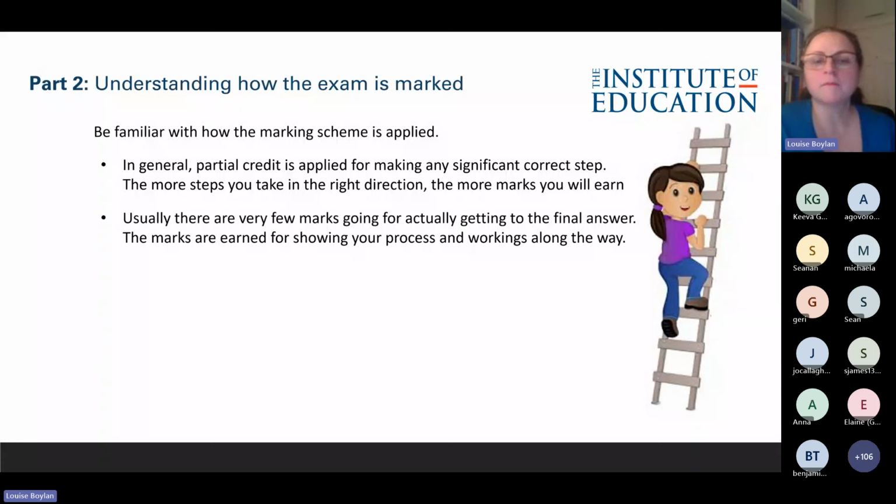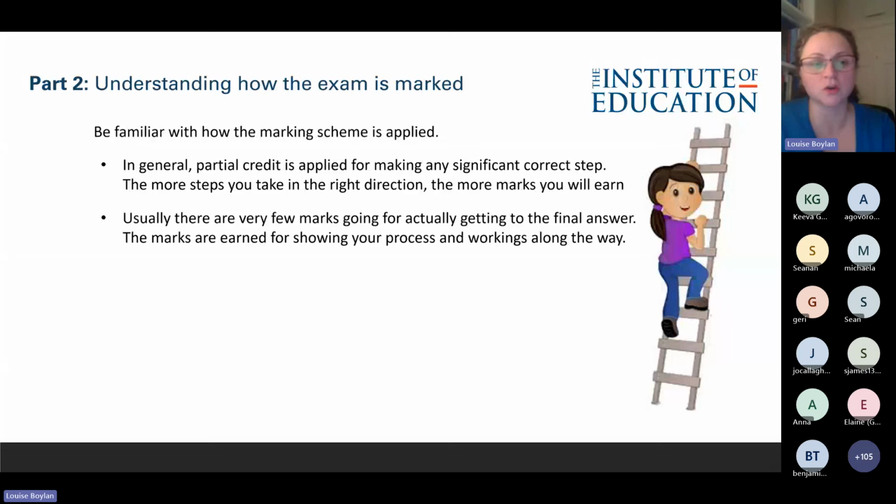Usually there are very few marks going for getting the final answer, right? That might sound funny, but I constantly say to my students, this is not what you know, this is what you show, right? That's what your maths exam is. You need to go in and you need to show them every single line as you go along, right? And you can get all the way down to the end and get the wrong answer and still get, say, 8 out of 10. Because if you've shown all your method and you've shown that you've done your method correctly, then you will get the majority of the marks, right? So don't worry if you're not getting out the final answer, you've probably earned a good chunk of the marks as you're going along, right? So the marks are earned for showing your progress and your workings along the way, right? It's not what you know, it's what you show.